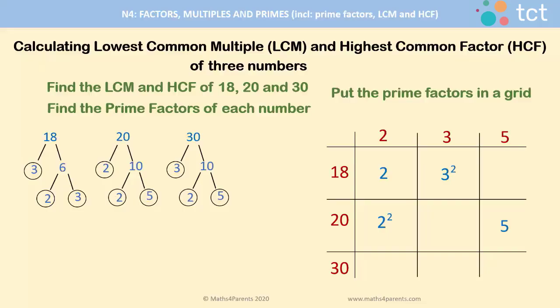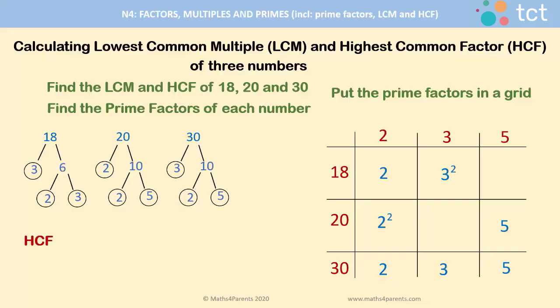And 30, how many 2's for 30? There's just one lot of 2, put that in there. How many 3's? There's one lot of 3. And how many 5's? There's one lot of 5.